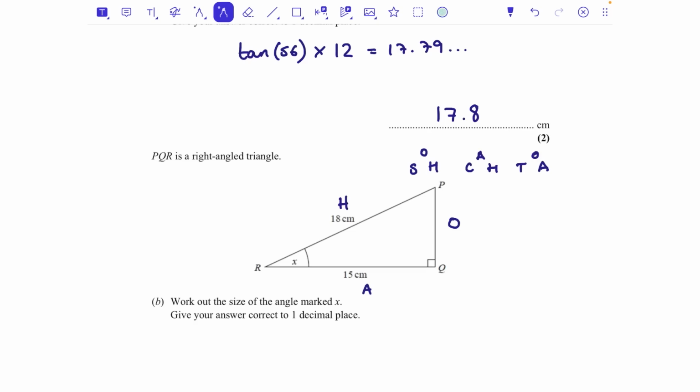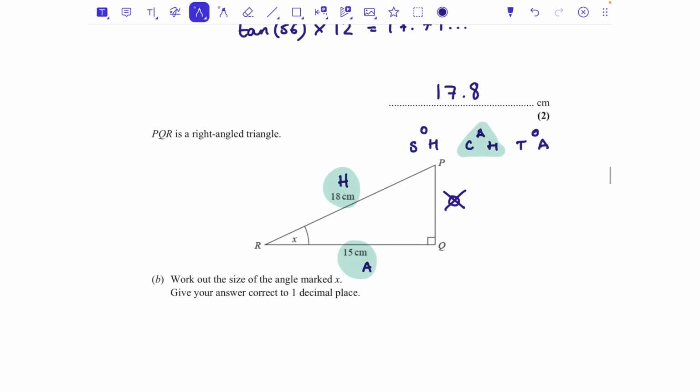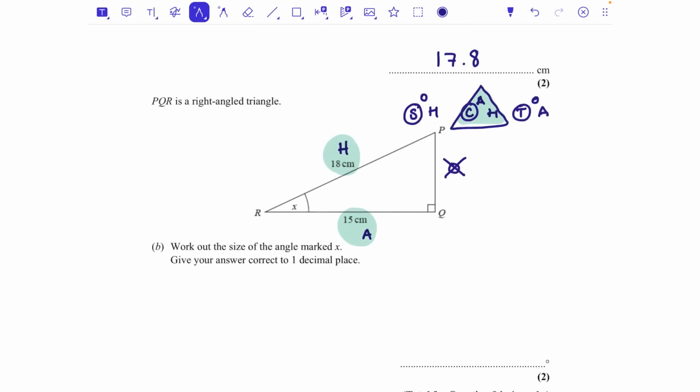Which two sides are involved? Well, we've got the hypotenuse, that's great, and we've got the adjacent, so that's great as well. I don't know the opposite, and I don't want to know the opposite, so that's not involved. Here we're looking at A and H, so we're going to be using CAH. When you want the angle, it's actually this bottom left thing that you're covering. You're either covering sine, cos or tan. And in this case, because we're using CAH, we're going to be covering up the C.